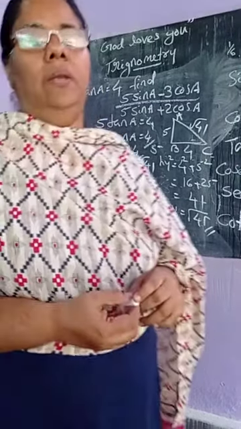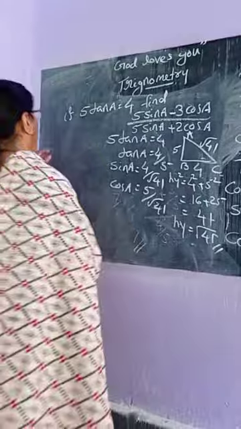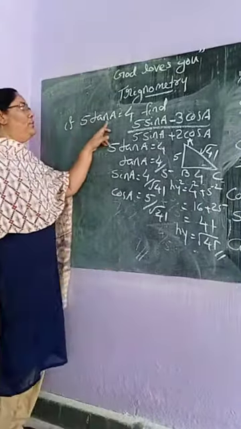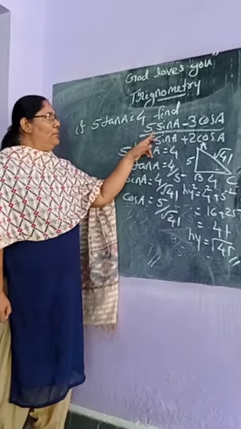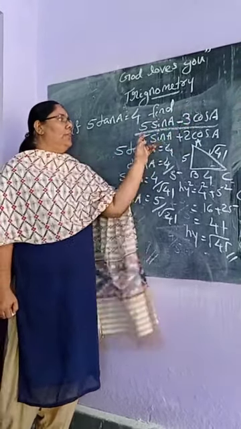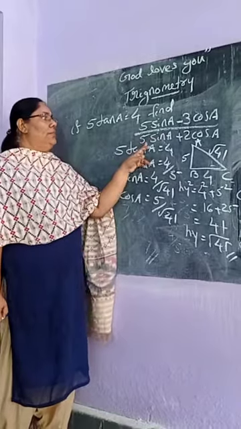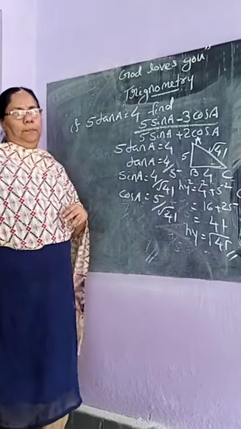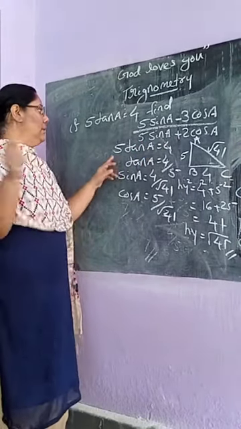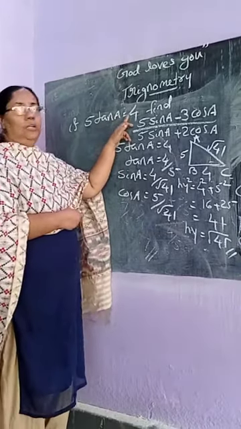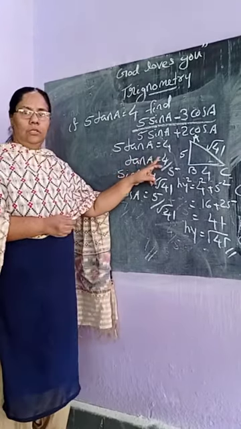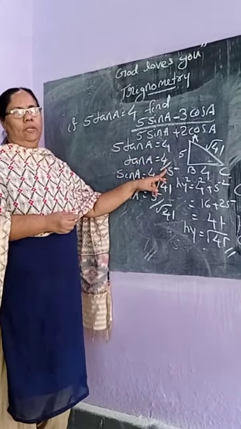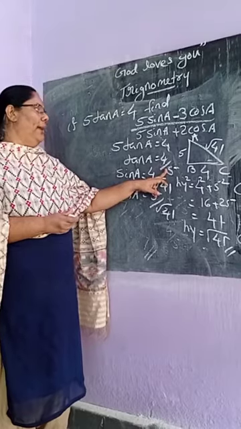Now, write down the second question. If 5 tan A equal to 4, find 5 sin A minus 3 cos A the whole divided by 5 sin A plus 2 cos A. Now listen, what is 5 tan A equal to? That is given 4. Therefore tan A is equal to 4 by 5. Right now, tan A is equal to 4 by 5.